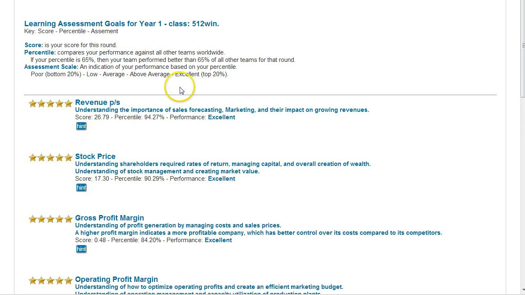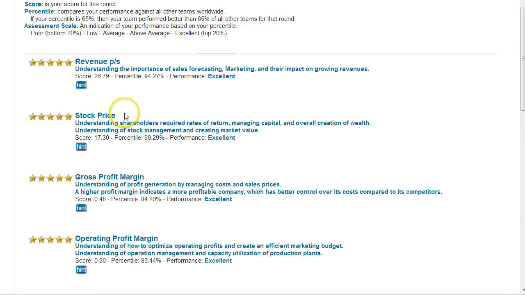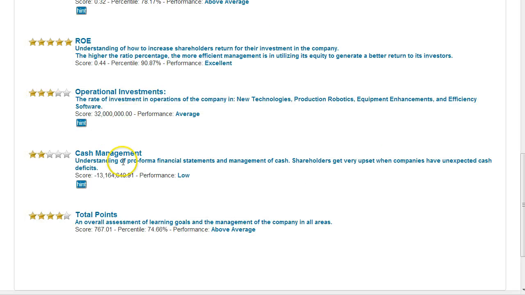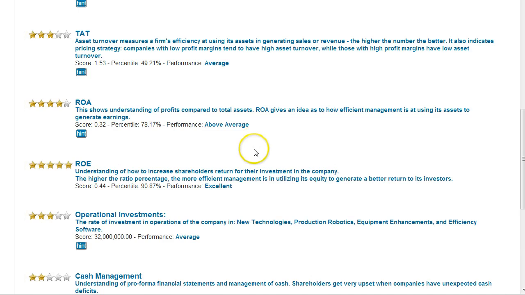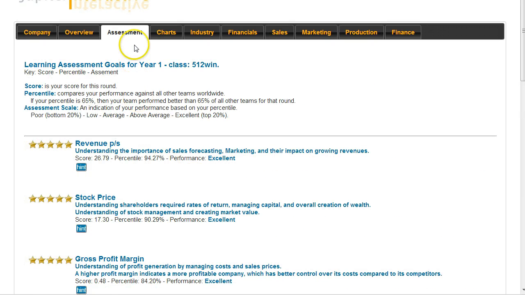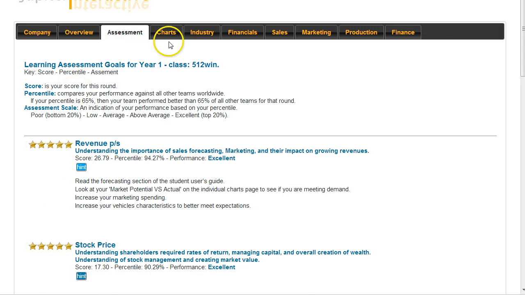Okay, this is an assessment area where if you click on this, you can get an idea of where I didn't do so well. So cash management here, I didn't do so well. I got a poor or a low performance. I can click on hints here, and it'll give me an idea of how to improve it. So assessments is a good area to look at to see where you didn't do so well, and click on the hint to get ideas on how to improve it.